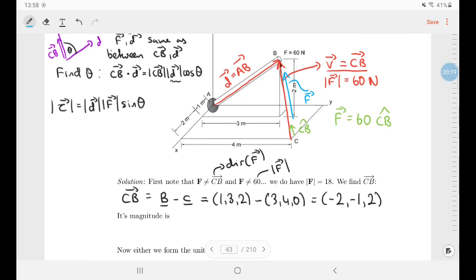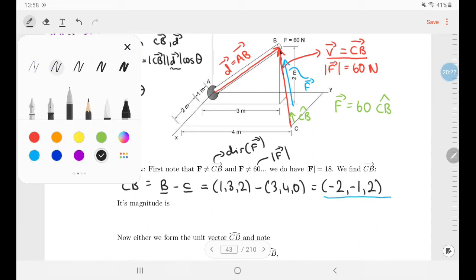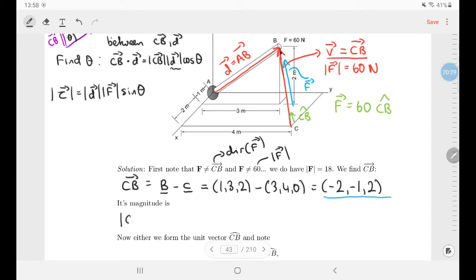Okay, so it's magnitude of CB because we want to find CB hat. So we'll find CB hat by dividing this by its own length. So the magnitude of CB, we do Pythagoras, square root sum of the squares. So we get minus 2 squared, which is 4, plus minus 1 squared, we're up to 5, plus 2 squared, are we up to 9? 2 squared plus 2 squared is certainly 8 plus, yeah, so that's 9. Square root of 9 is 3.